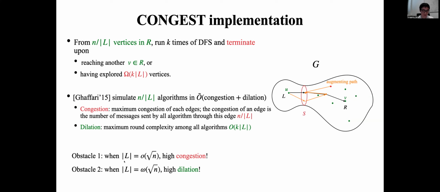Basically, if this L is much smaller than root n, then we have a high congestion, because n divided by L is super large. So we have a lot of vertices in R, and those vertices will cause a large congestion. And when L is omega root n, then we have a high dilation. That means each node needs to run DFS for a long time to finish. So we'll talk about how we solve these two obstacles later.